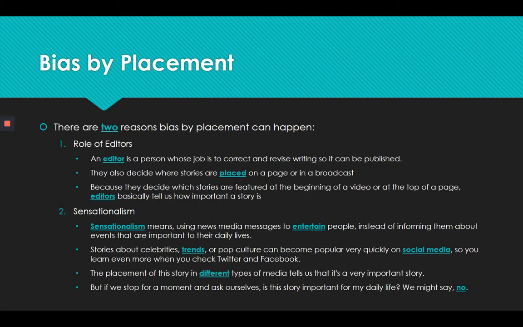There are two reasons bias by placement can happen. First is the role of the editor. An editor is a person whose job it is to correct and revise writing so it can be published. They are in charge of the newspaper. They can also decide where stories are placed on a page or in a broadcast. Because they decide which stories are featured at the beginning of a video or at the top of the page, the editor basically tells us how important a story is.